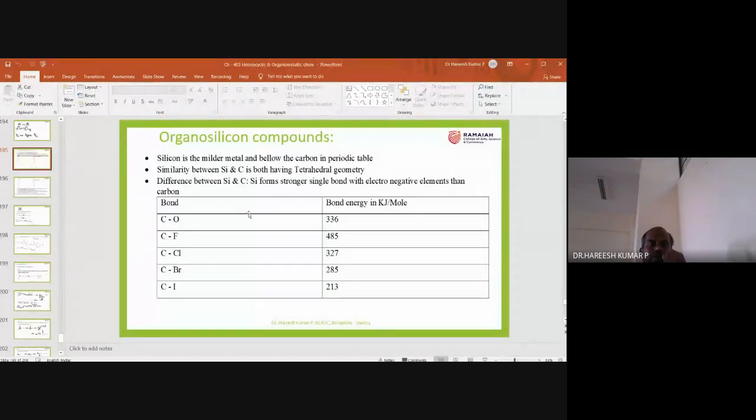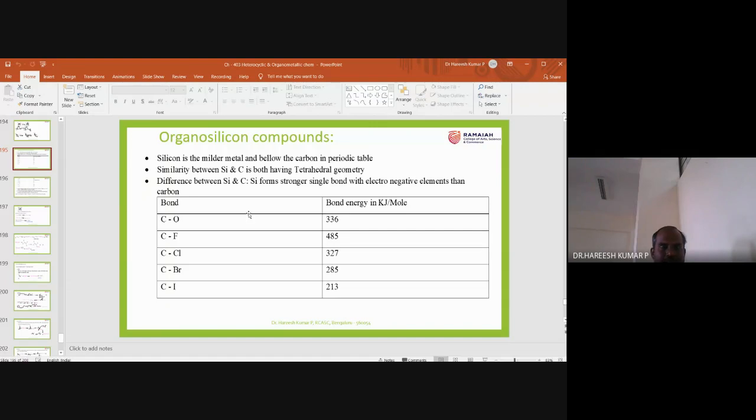Right. So today we will discuss one organometallic reagent. Okay. The use of organometallic, more particularly organosilicon compounds in organic synthesis.